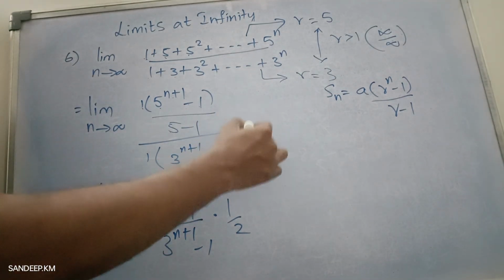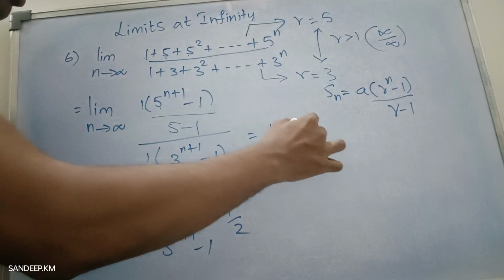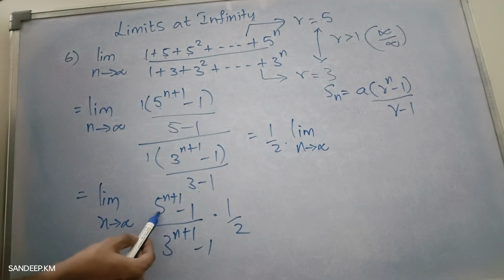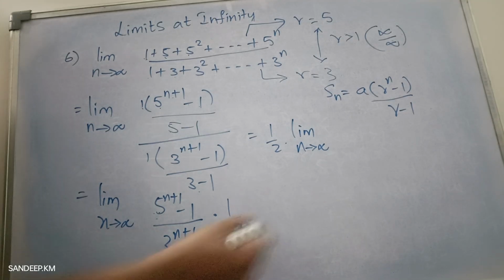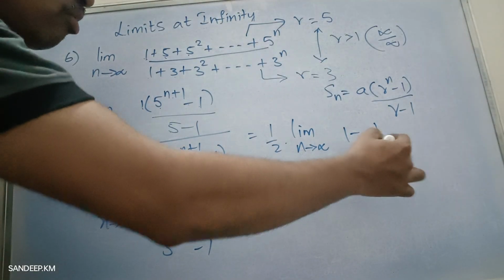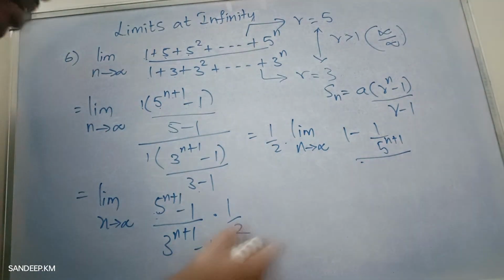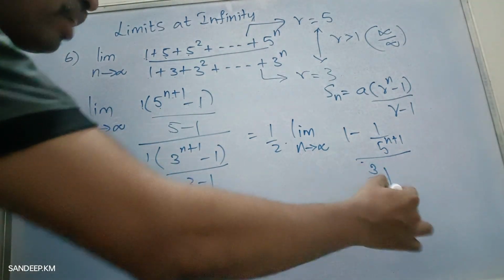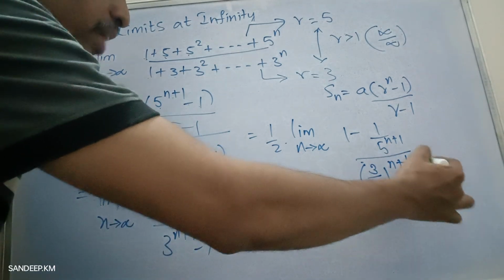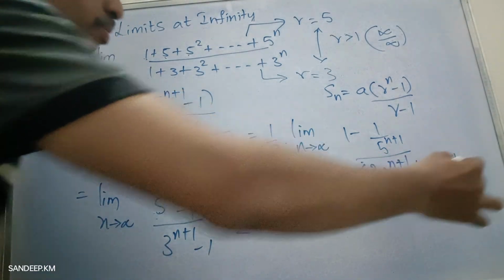So which is equal to 1 by 2 into limit n approaches infinity. Divide numerator and denominator with 5 power n plus 1. So you will get, I am writing it directly, 1 minus 1 by 5 power n plus 1 whole divided by 3 by 5 whole power n plus 1 minus 1 divided by 5 whole power n plus 1.